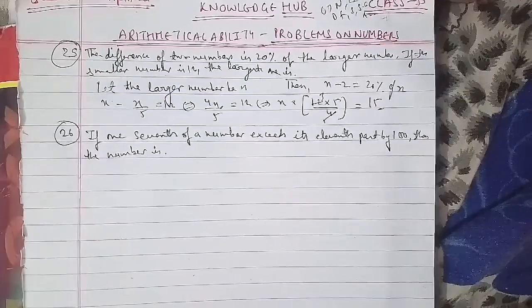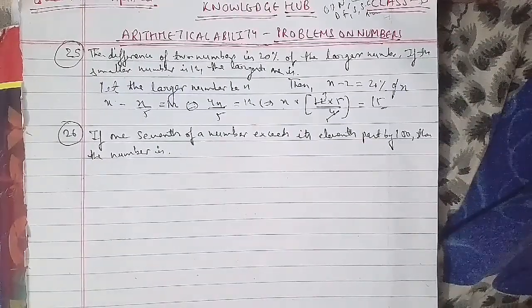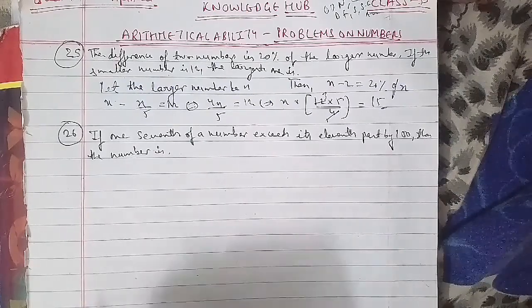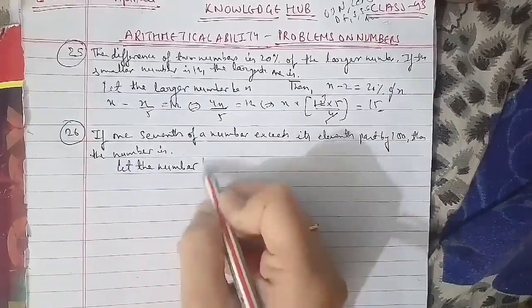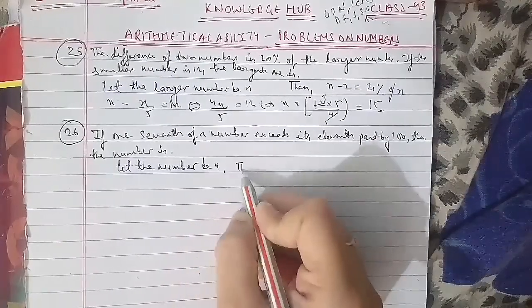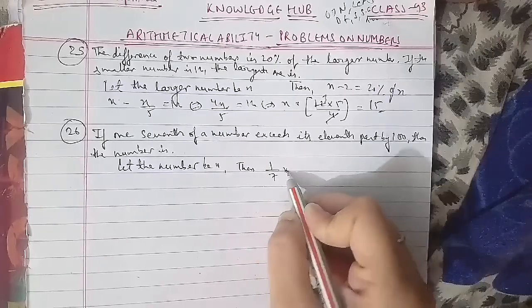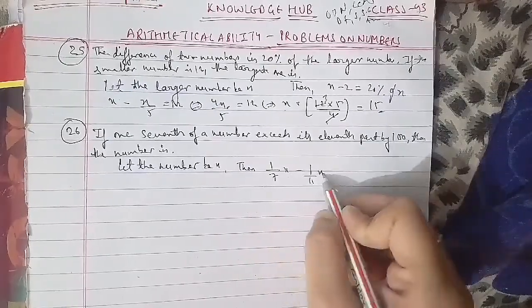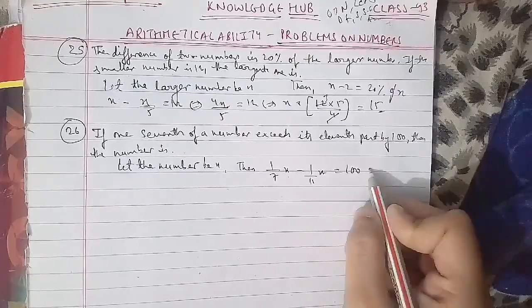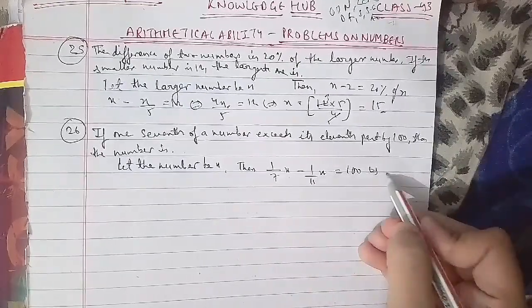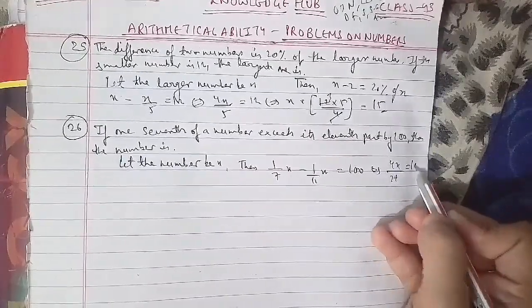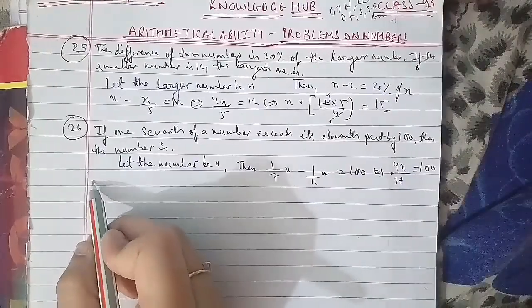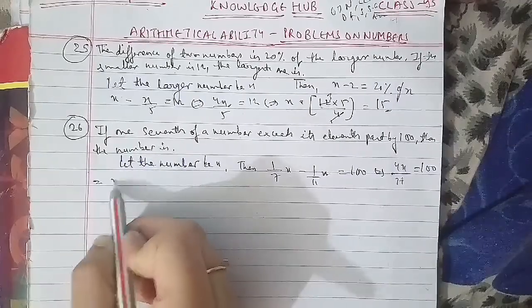Let the number be x. Then 1 by 7 x minus 1 upon 11 x equals 100. For 11 and 7 we have taken an LCM, which is 77. This is 4x upon 77 equals 100, that is x equals 7700 upon 4, and that is equals to 1925. That will be the right answer for this question as well.